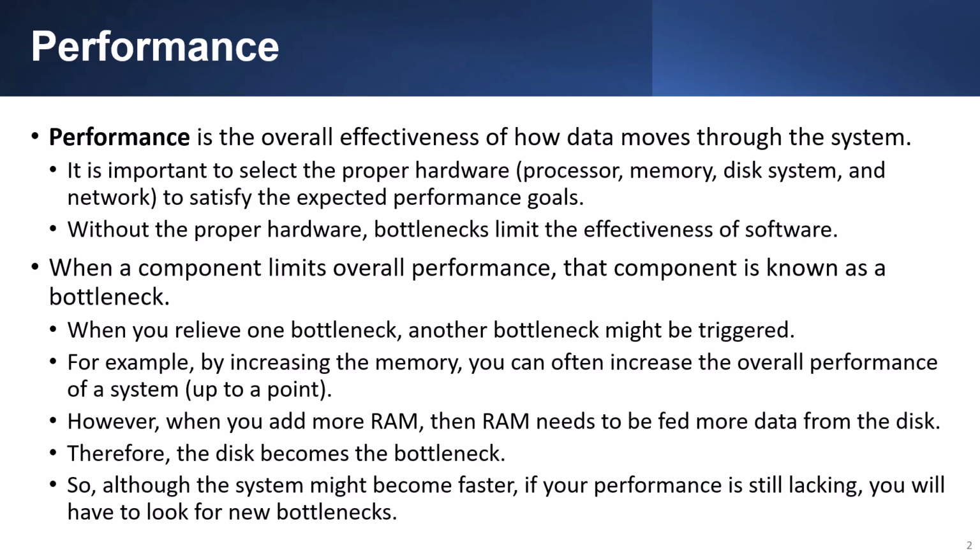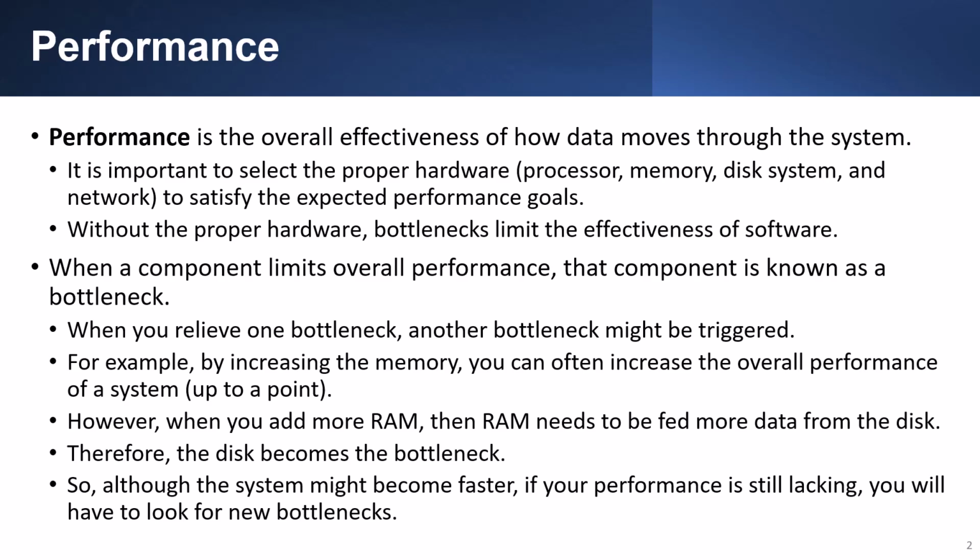Performance is the overall effectiveness of how data moves through the system. It's important to select the proper hardware, processor, memory, disk system, and network to satisfy the expected performance goals. Without the proper hardware, bottlenecks limit the effectiveness of software. When a component limits overall performance, that component is known as a bottleneck. When you relieve one bottleneck, another bottleneck may be triggered.